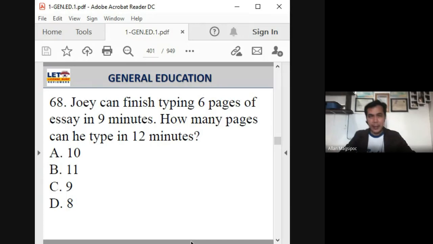Sige, thank you for responses. Correct answer for this question is actually 8. 8 pages in 12 minutes. Kung 9 minutes ay 6 pages, kung 12 minutes ay 8 pages. Sir, paano tayo nakakasiguro na 8 pages in 12 minutes?